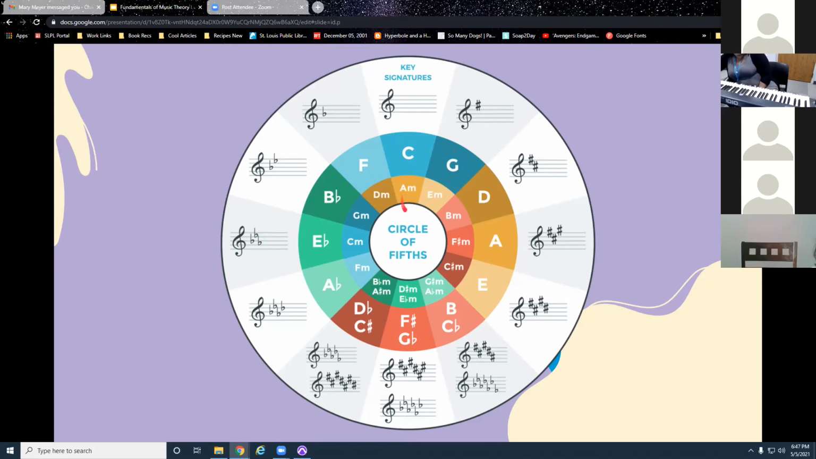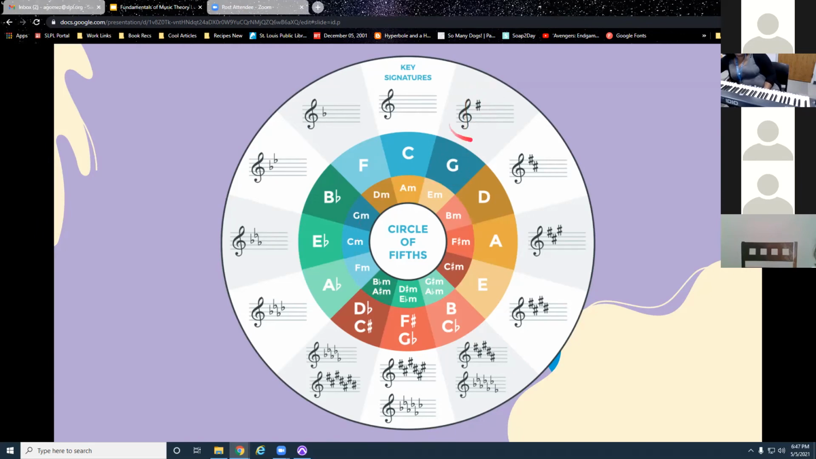Now, if we were to go from A minor, the same thing happens. So going A, 2, 3, 4, 5, we land on E. So E minor is next. So A minor to E minor, that's the 5th. So starting with A to E, that's the 5th degree. So that's next. And E minor also has 1 sharp. So that's what this chart is showing you going around.